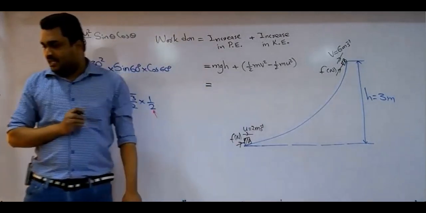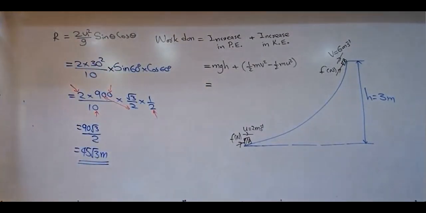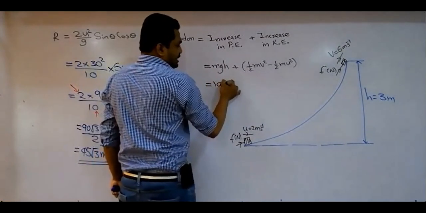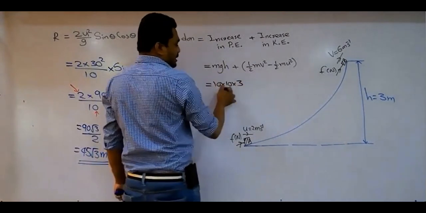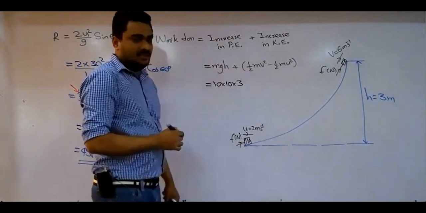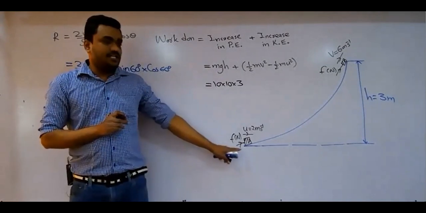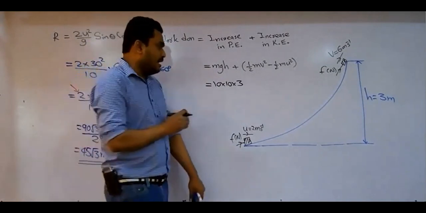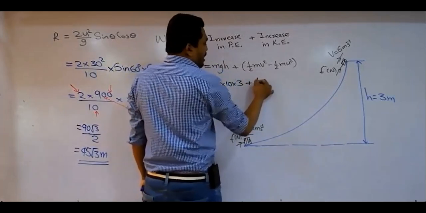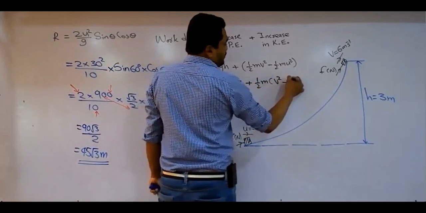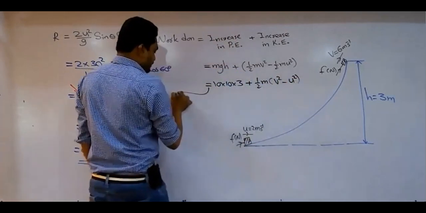Mass of the object, that must be given, right? Given or not given? Mass of the object is given as 10 kg. m is 10, g is 10. Final height is 3. So actually this is the final potential energy. Final potential energy minus initial potential energy is the increase in potential energy. Initial potential energy is 0, so I did not write it. I have written only the final potential energy, plus half m can be taken out, remainder v square minus u square.